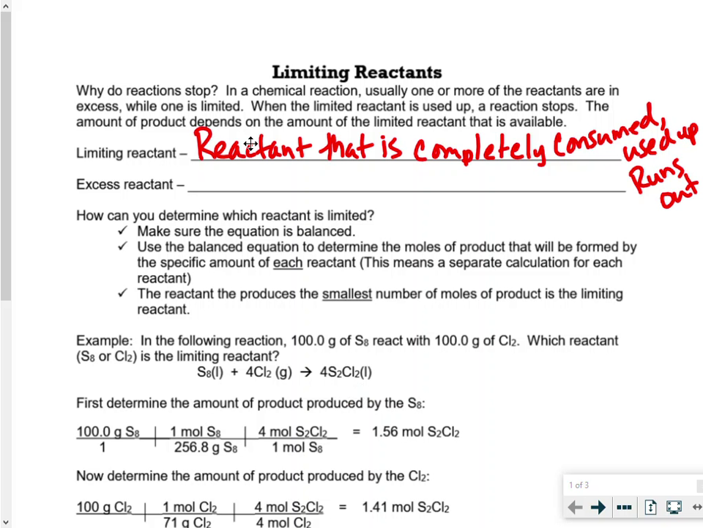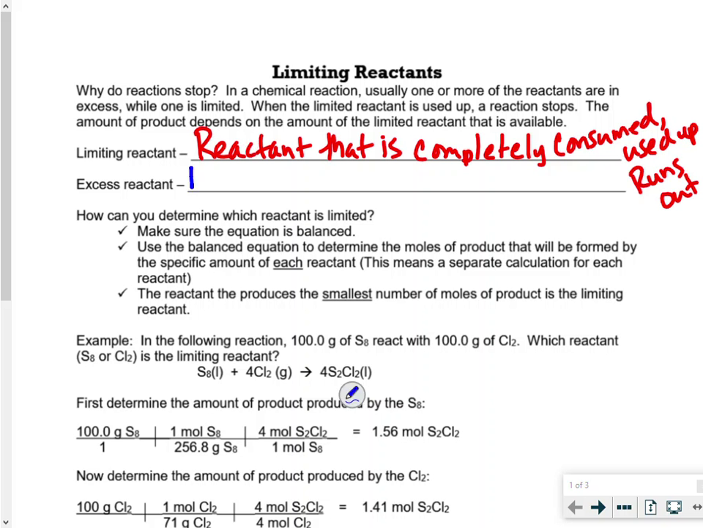Now, how would you define excess reactant? And sometimes they call it an excess reagent. Don't be thrown by the word, it means the same thing. Reagent is the same thing as a reactant. Anybody want to describe how you define excess reactant? Yes? It is a reactant that is left over, that is not completely consumed, and yes, there is extra still in the reaction vessel or the beaker or whatever you're using to do your reaction. There's a leftover amount, okay?